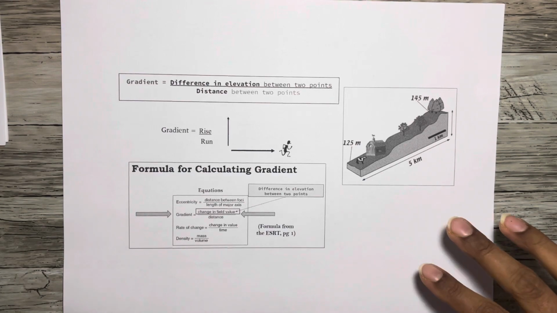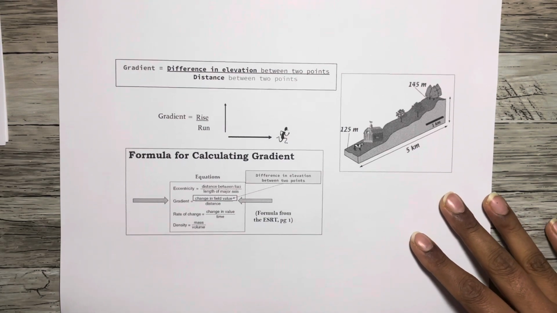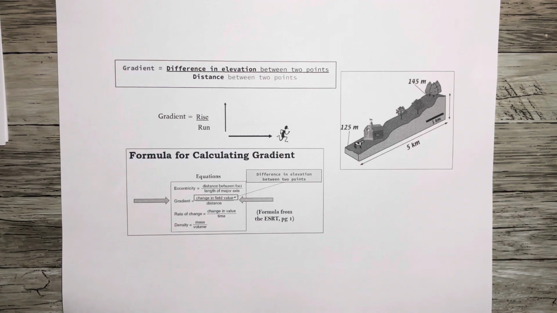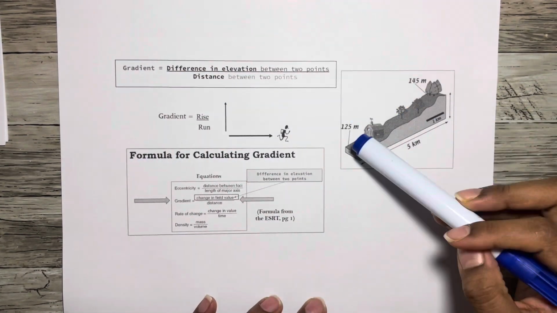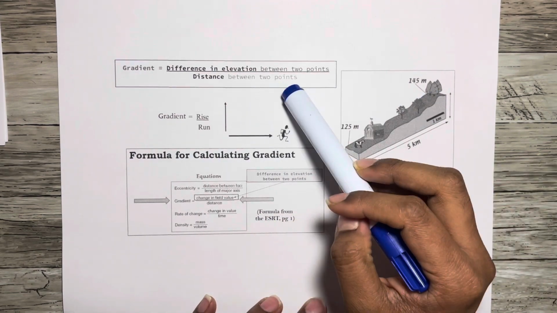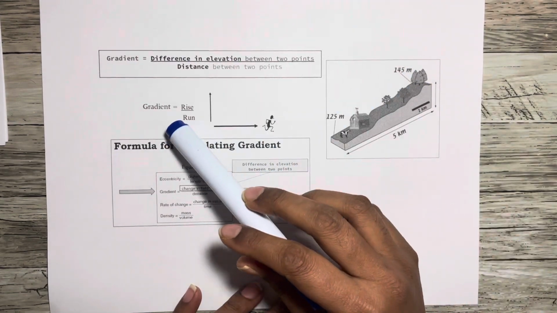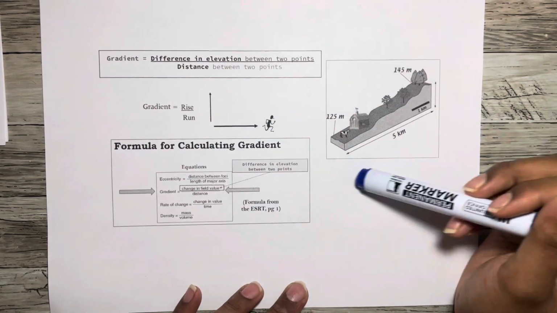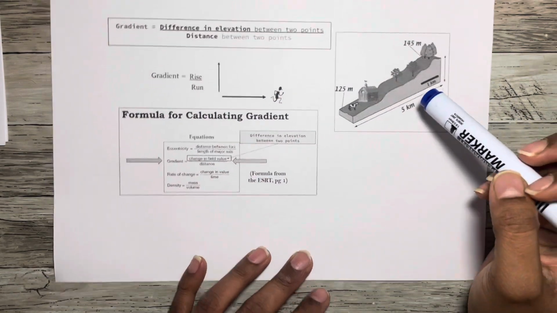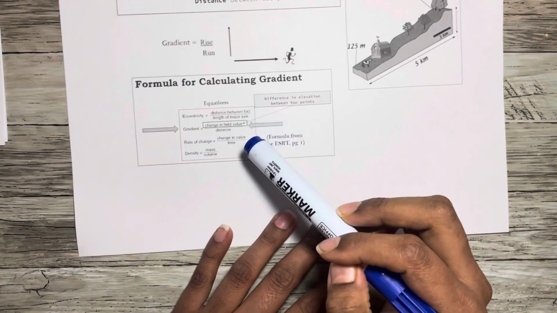Hi everyone, today we're going to learn more about how to calculate gradient on a map. So remember, gradient is the difference in elevation between 2 points divided by the distance between 2 points. So in other words, gradient is the rise over run or the slope on a given map or given terrain. And you can find the formula on your reference table.